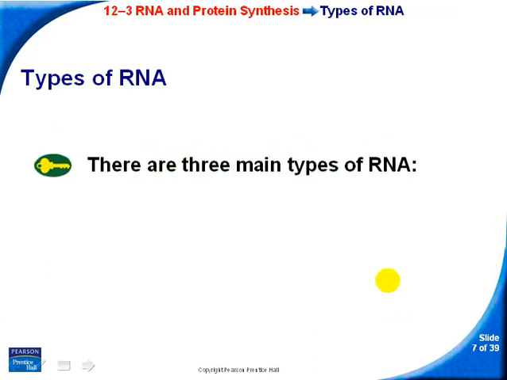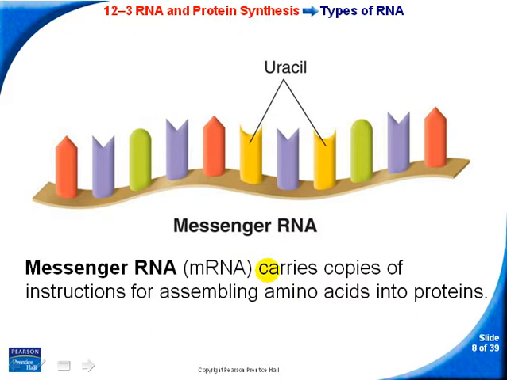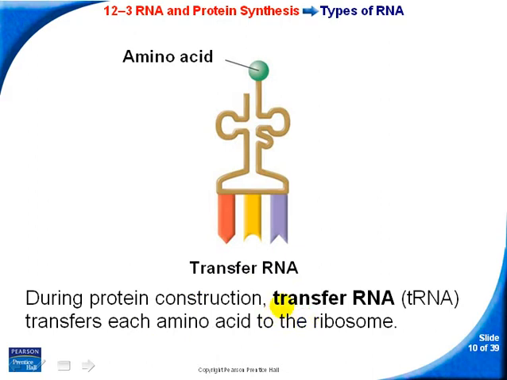So what are the 3 main types of RNA? There are messenger, ribosomal, and transfer RNA. The messenger RNA carries copies of the instructions for assembling amino acids into proteins, and it takes this from the nucleus to the ribosome. Ribosomal RNA is part of the ribosome along with proteins. Lastly, transfer RNA transfers each amino acid to the ribosome. Here's the amino acid right here. Brings it to the ribosome, where the ribosome then does its thing with the amino acid to make a protein.